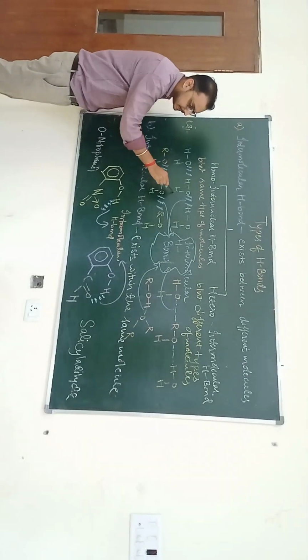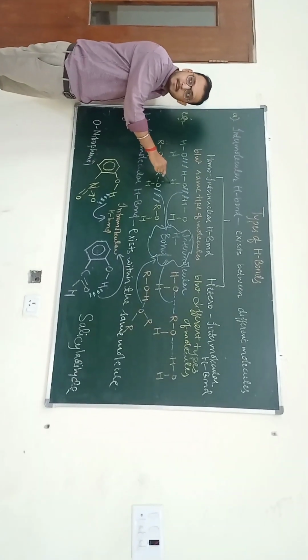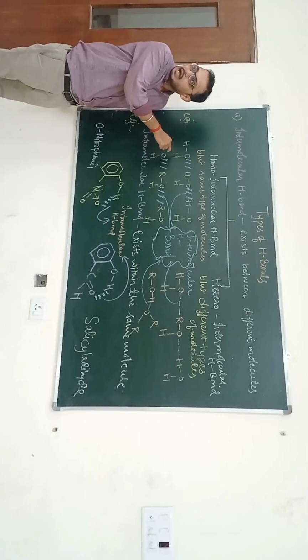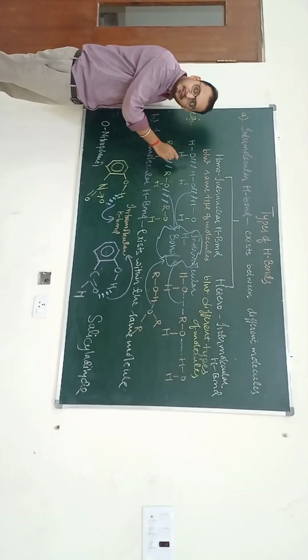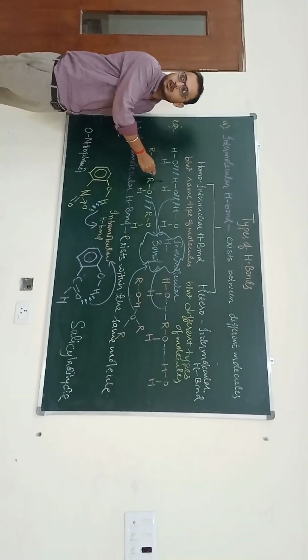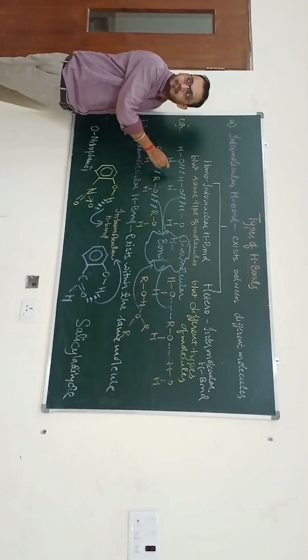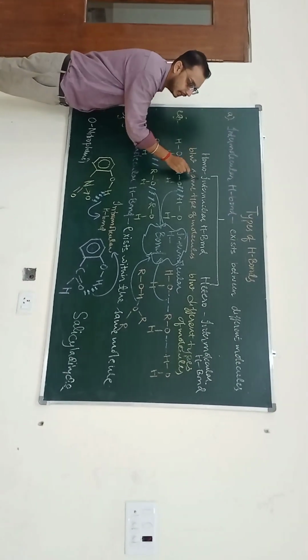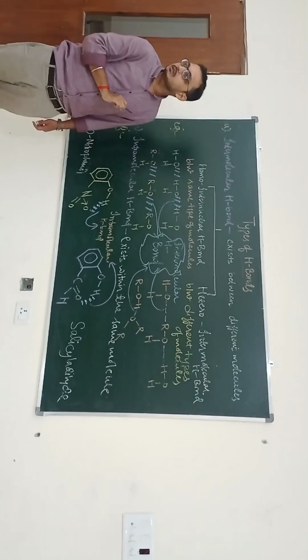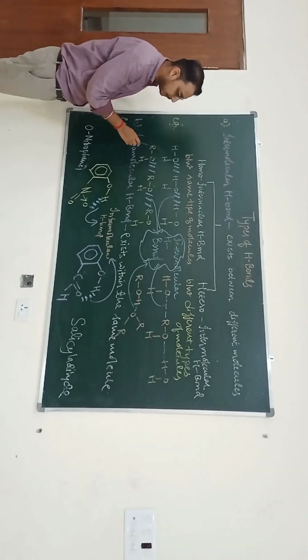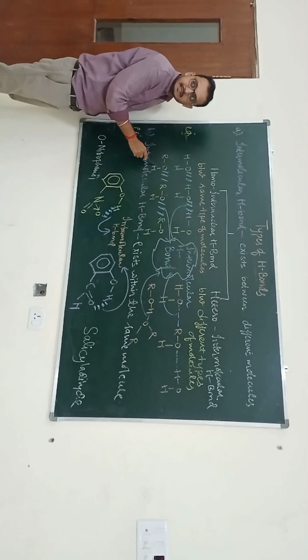So this is existing between two different molecules, but the molecules are of the same type. I am repeating, this exists between two different water molecules, but they both are water molecules. That is why homo, and because it is between the two different molecules, that is why it is intermolecular hydrogen bond. Any doubts?